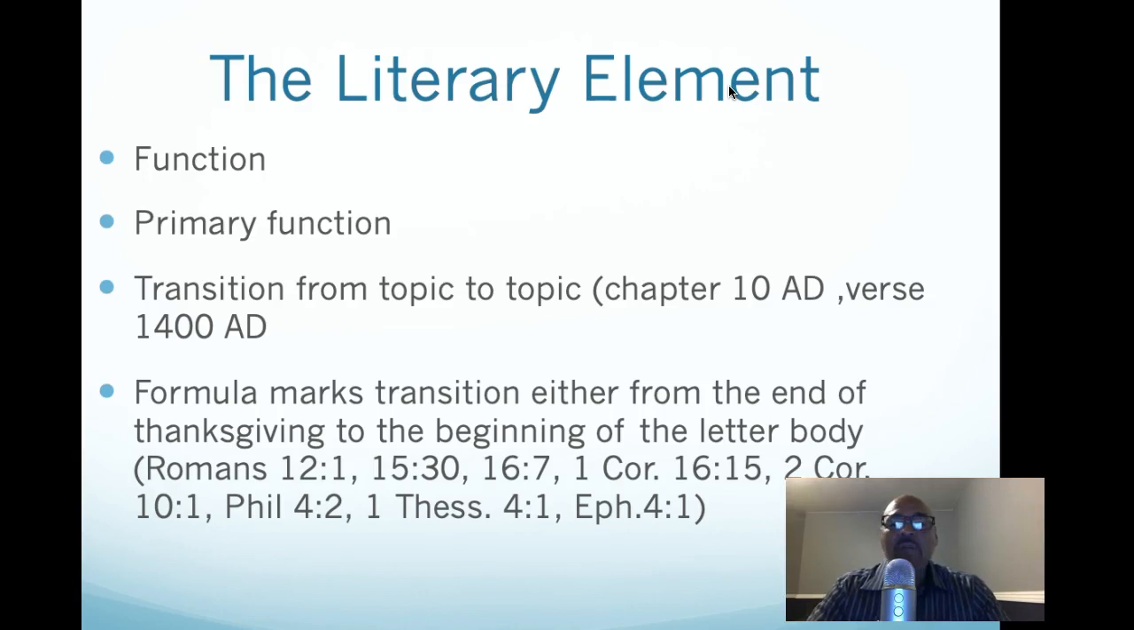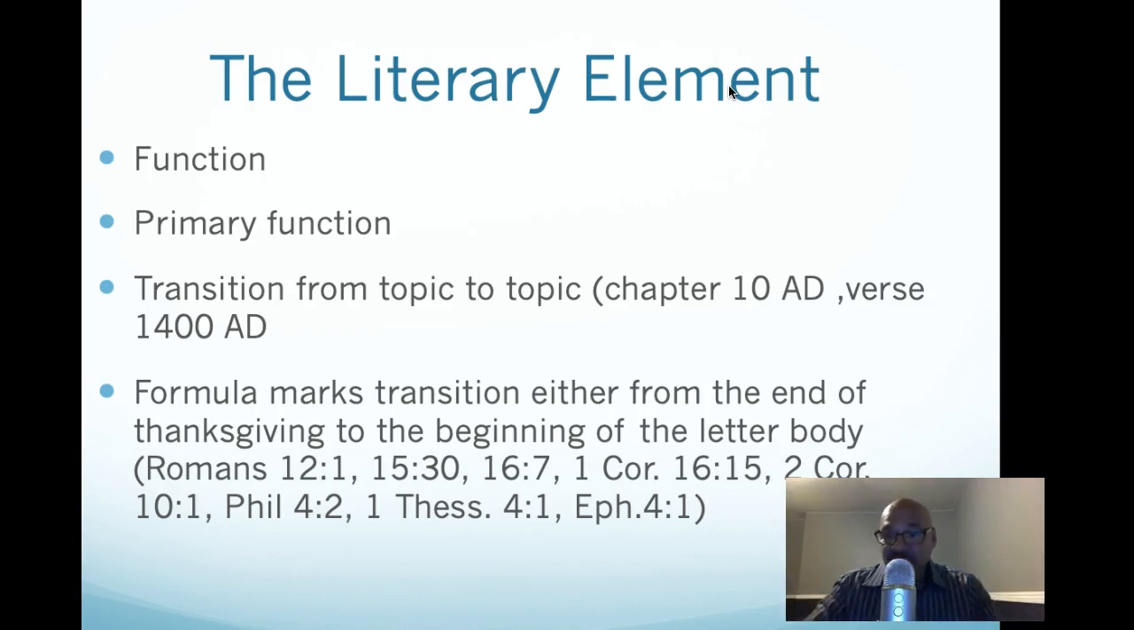Formula marks transition either from the end of the Thanksgiving to the beginning of the letter. So again, you'll see Paul's writing of letters, how he thanks them, how he writes his body. It's all right here. Romans 12:1. You have a series of scriptures here on how Paul wrote his letter. Again, when you start to read letters the way letters were intended to be read, then you will preach them differently and you will hear them differently. You will hear a letter differently than you would a Proverbs or a Psalms.